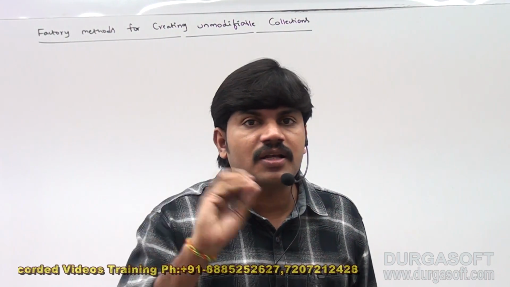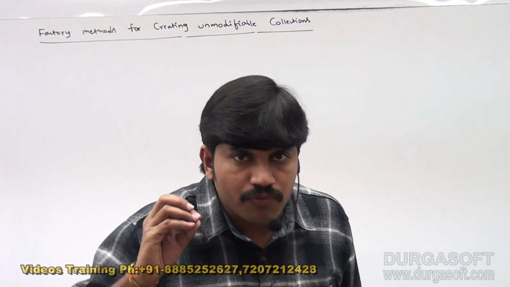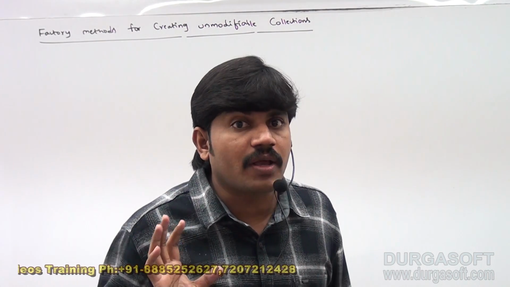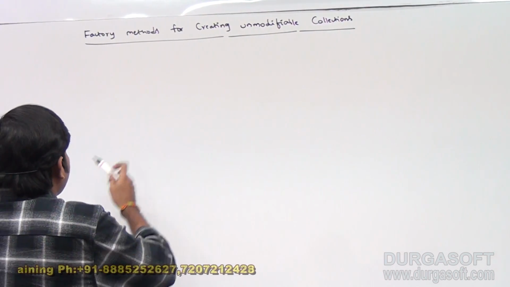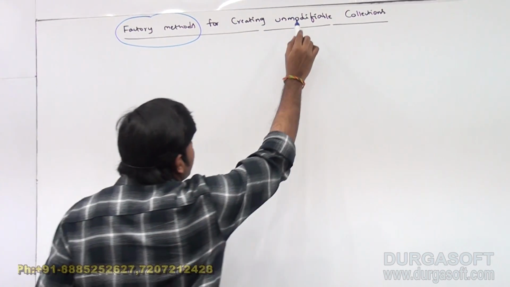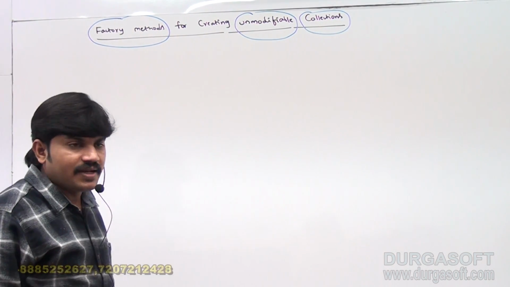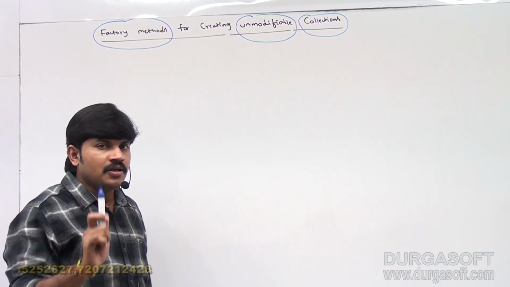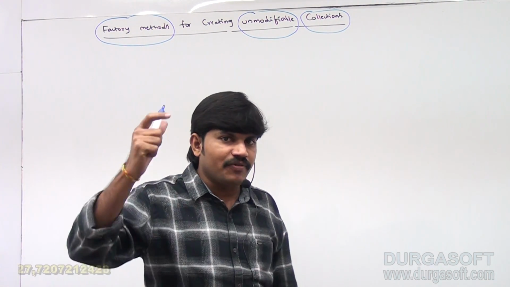This concept is a bit misunderstood by several people, but actually the required concept is what I want to discuss for you. Just observe that. What is the topic name? Factory method for creating unmodifiable collections. Are you getting it? In this line every word is very important.